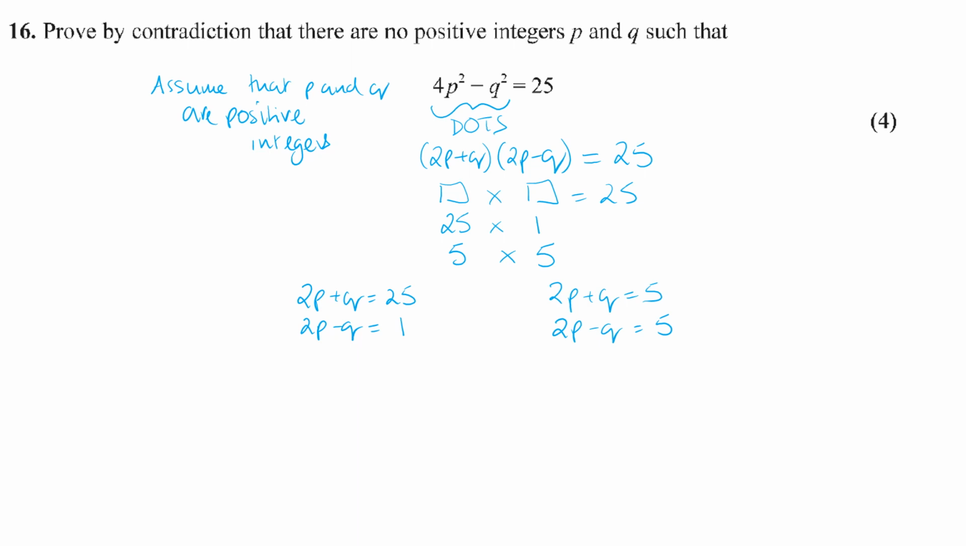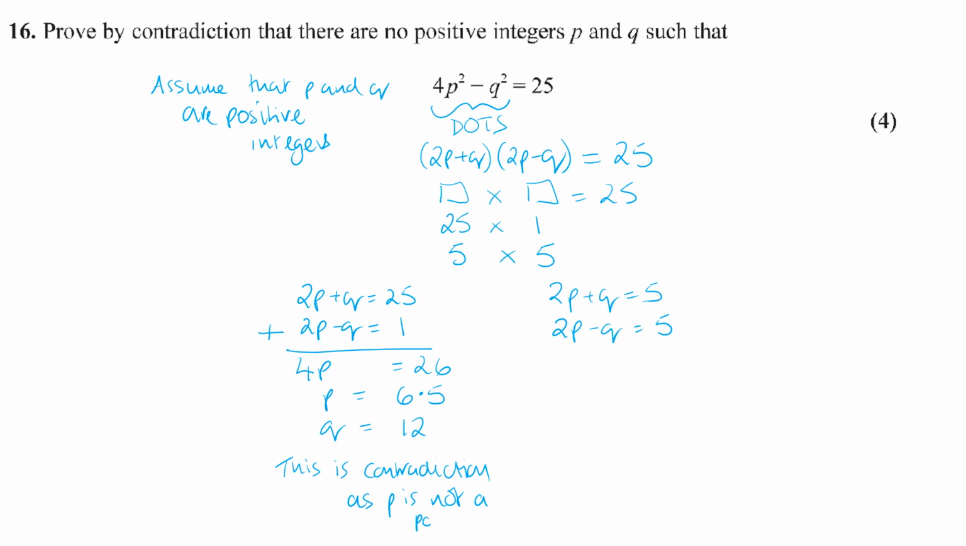So you could add or take them away, because you've got the same with the p's and you've got opposite signs with the q. I'm going to add them and get that 4p is 26. So p is going to be 6.5, which is a contradiction. If we put 6.5 back in, double 6.5 is 13. q would have to equal 12 to get us down to 1. So this is a contradiction, as p is not a positive integer.